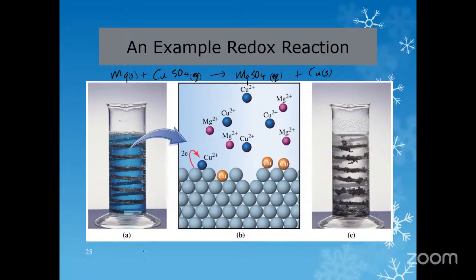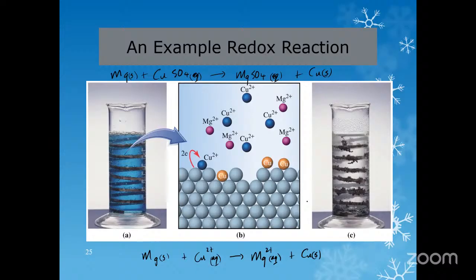So that's the equation for the reaction. And in terms of the net ionic equation, I'm going to put it down here. It is magnesium solid plus Cu2+ aqueous to give Mg2+ aqueous plus Cu solid, copper solid, all right? So that is the net ionic equation.